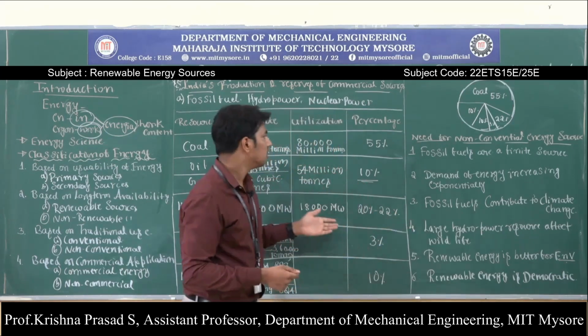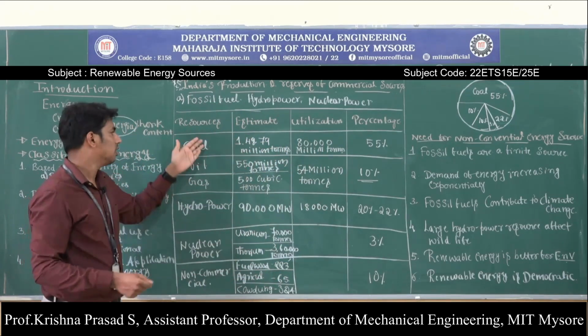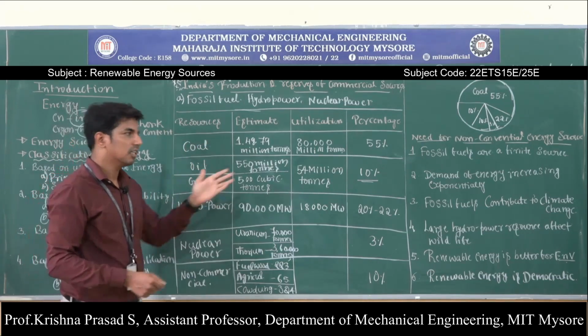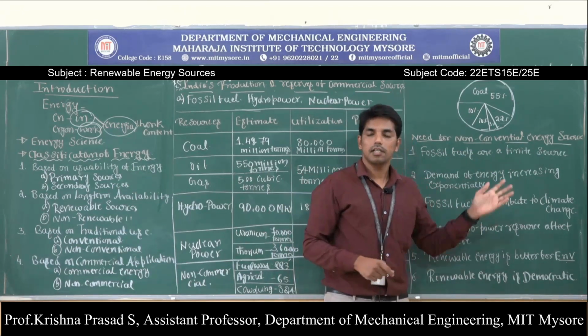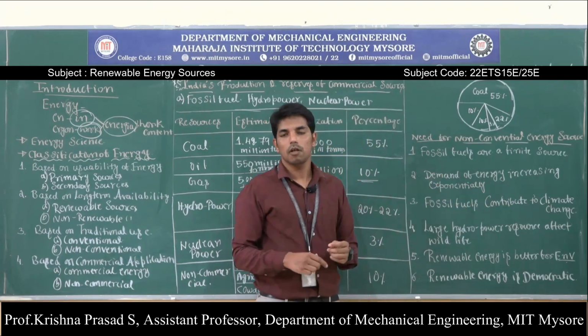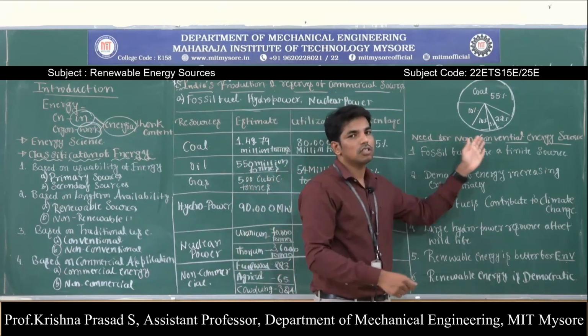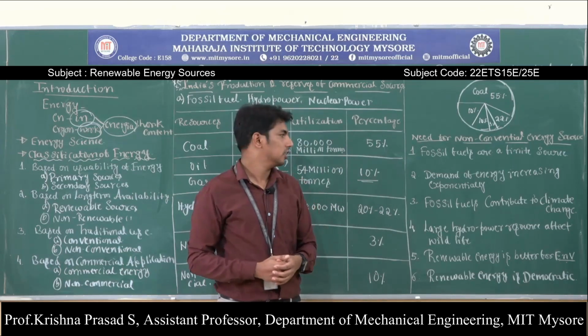Okay, so we have seen how much reservoir is available especially for fossil fuels like coal, oil and gas. That means these fossil fuels are finite sources that are finally going to end in the next centuries. That's why we need to go for non-conventional energy sources like solar, wind, tidal and geothermal energy.